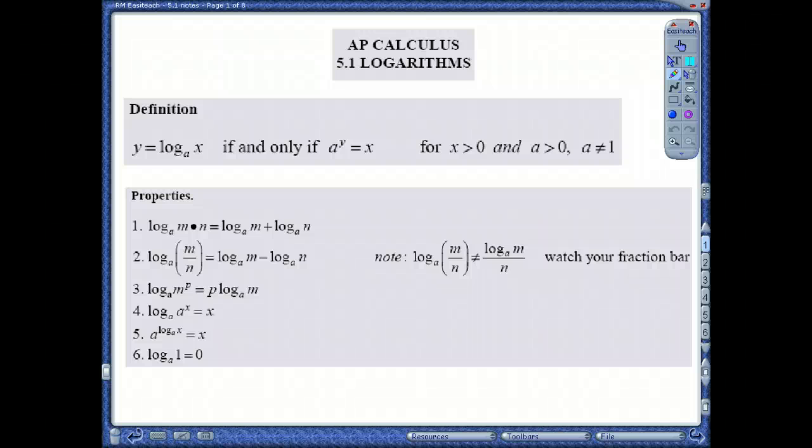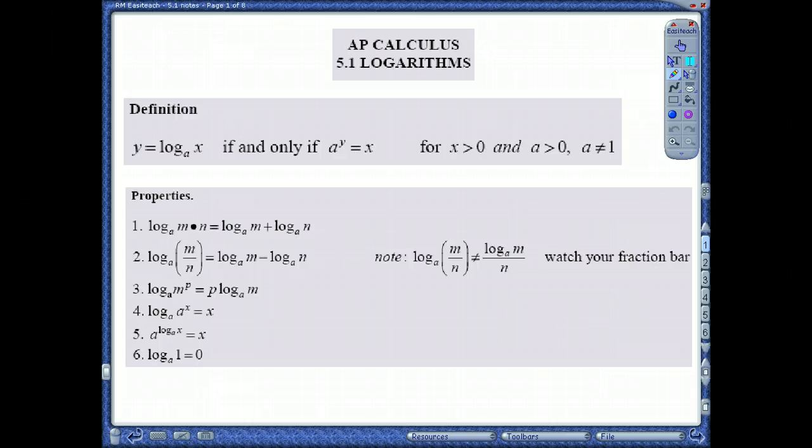And welcome to AP Calculus 5.1 Logarithms. When we're looking at logarithms, it's important for us to refresh our memory on the definition of a log. Remember that all logs can be written in an exponential form. You've got properties of logarithms.